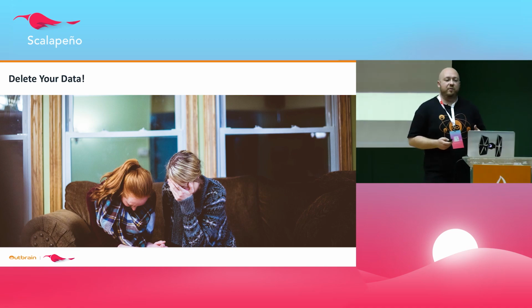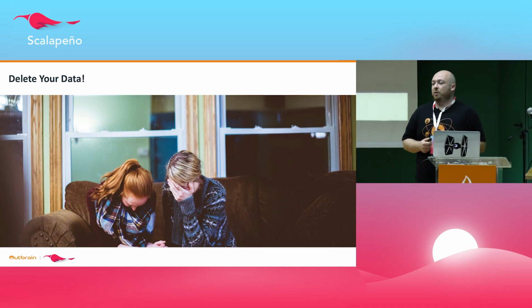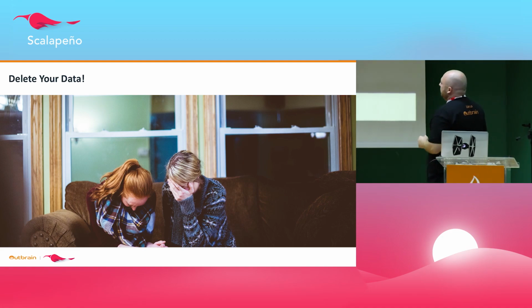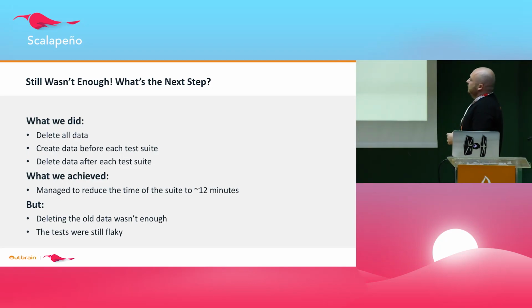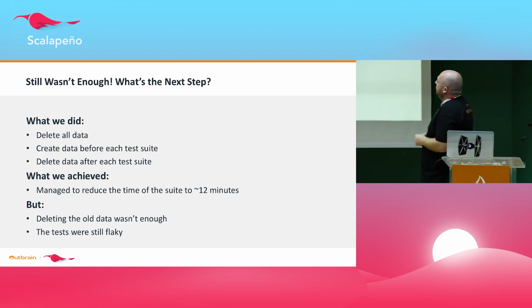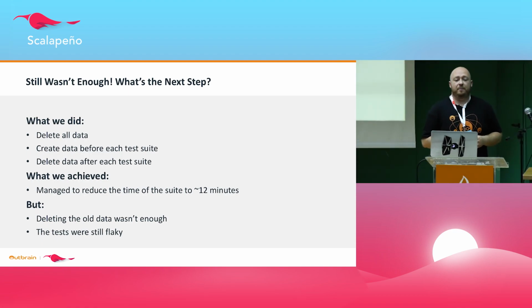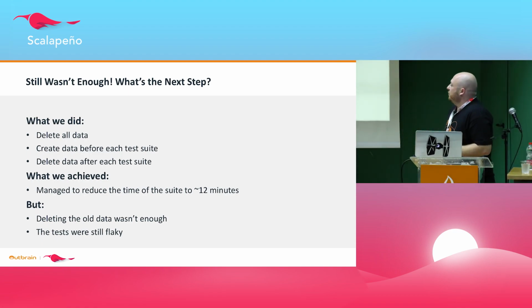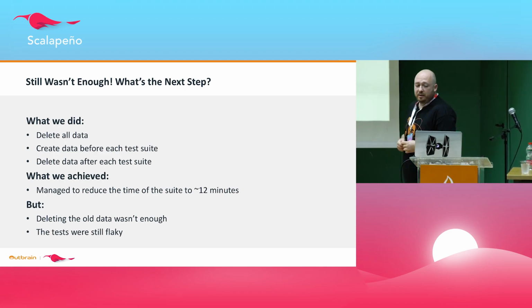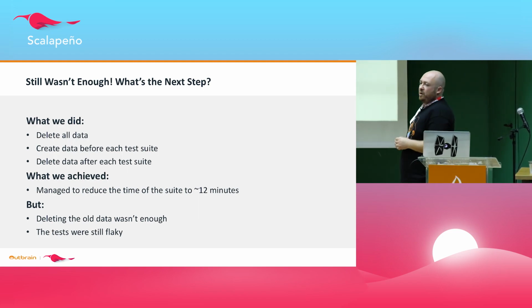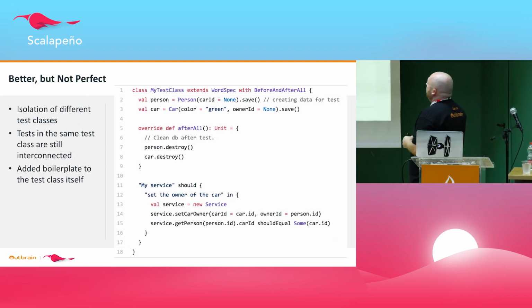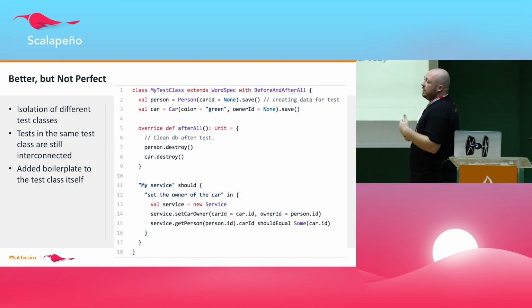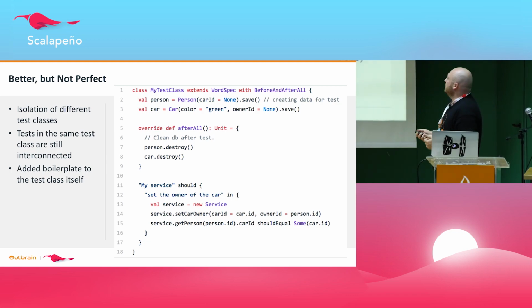So the next solution we took was deleting all data, creating it at the start of a test class, and deleting it after the test class. What we managed to achieve was a runtime of about 12 minutes. But it still wasn't enough. We still had flaky tests, and 12 minutes is just too much for us to be okay with. So how did we manage to do that? We have a test class, which, as I said, is isolated from other tests because it generates and deletes its data at the end.